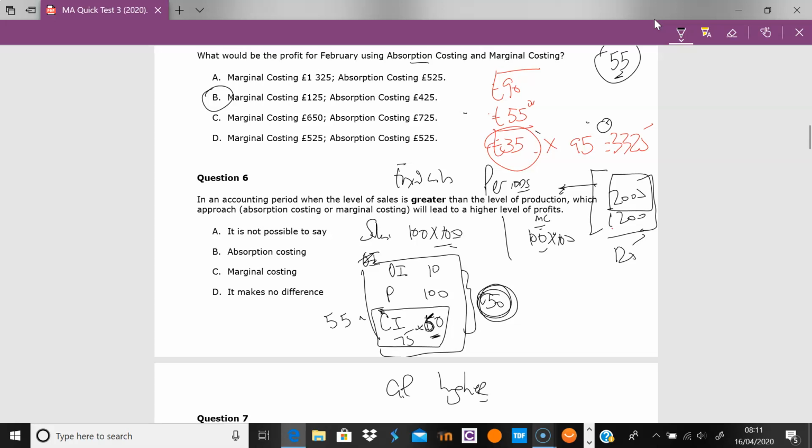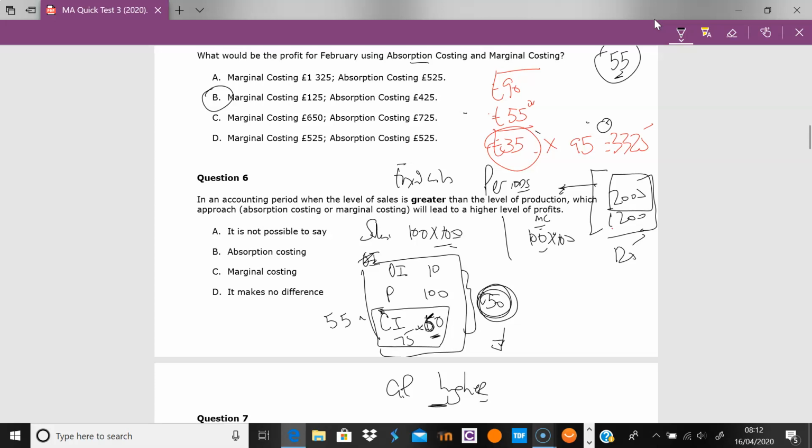Lower cost of sales gives you higher gross profit, because you've been able to move costs, and also because you're not putting all the costs through in that period. So when your closing stock is high in this manner, your gross profit is higher with absorption costing. But you see, this doesn't end.